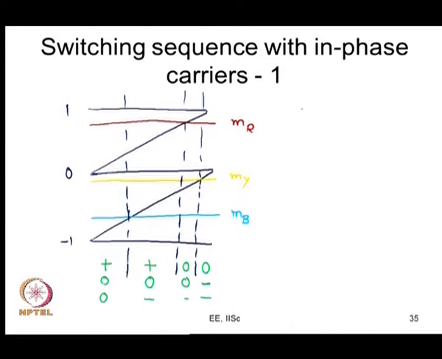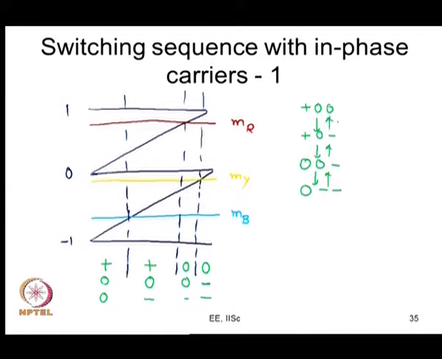So, how does the inverter state change? From plus 0 0, it goes to plus 0 minus, and it goes to 0 0 minus, and then 0 minus minus. So, this is how it goes from here in one direction, and if you look at the next subcycle, it will probably go in the opposite direction.